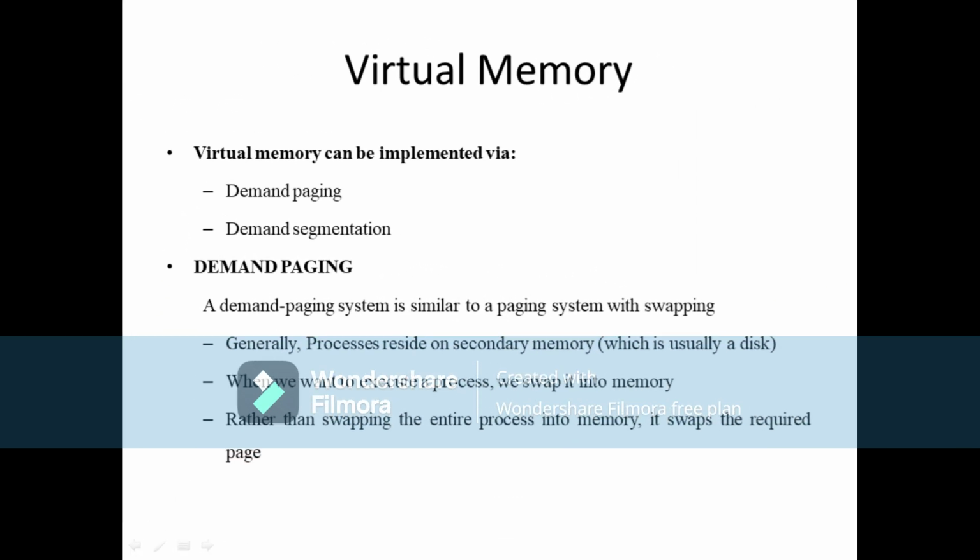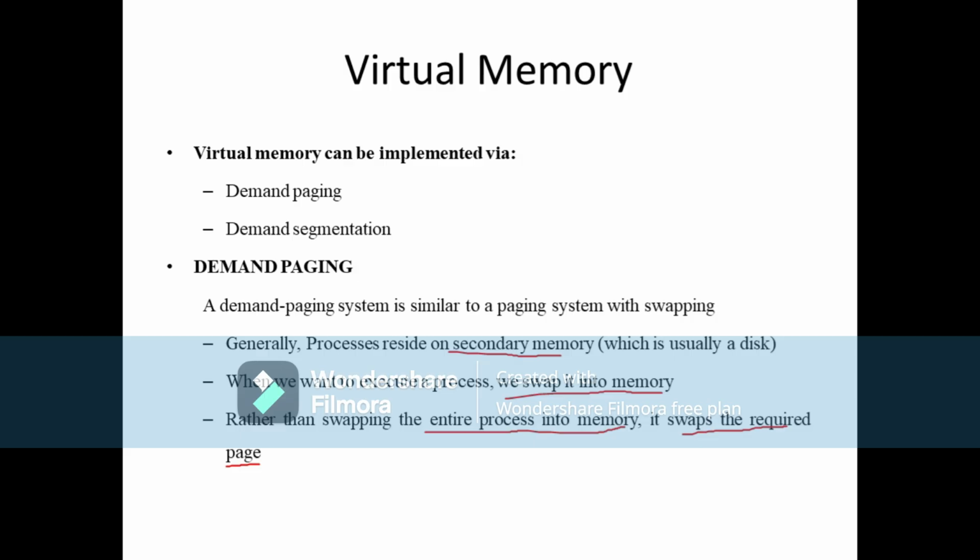Virtual memory can be implemented via demand paging or via demand segmentation. Let us see what demand paging is. Demand paging is similar to a paging system with swapping. Generally, the processes reside on the secondary memory, which is usually the disk. Now when we want to execute a process, we swap it into memory. Rather than swapping the entire process into memory, it swaps in only the required page.